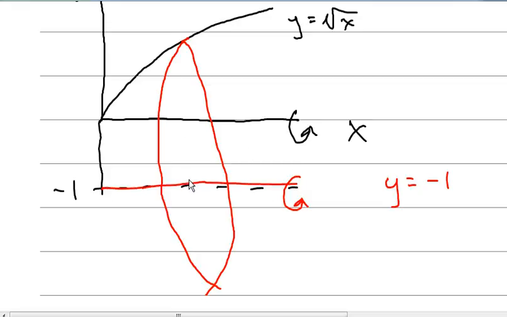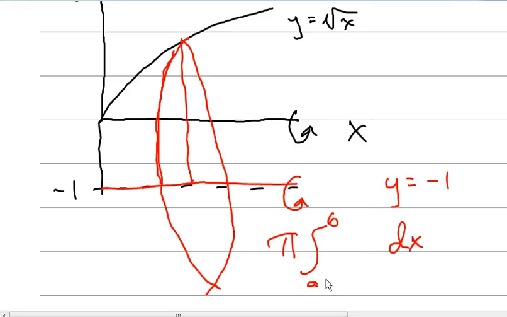Our radius is going to look like this, and the thickness of the disk is going to be in this direction, which is parallel to the x-axis, which means we're going to have an integral from a to b of something that's got a dx in it, right? Because we're parallel to the x-axis. We know we're going to have a pi in here, that's straightforward. But what is our radius?